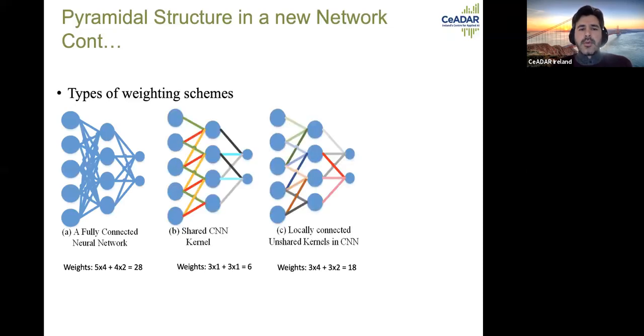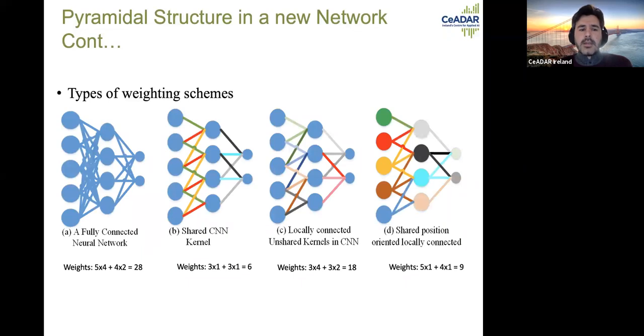Here you can see the types of weighting schemes. A shows a fully connected neural network where all the input neurons are connected by a weight parameter to the hidden neurons, and it results in 28 weight parameters in the network. For the same network, if we use the shared CNN kernel scheme, as you all may know, from the kernel you can see green, red, and yellow. This is one kernel that is shared by all 4 hidden neurons, and it gives us 6 weight parameters for the same network that had 28 weight parameters.